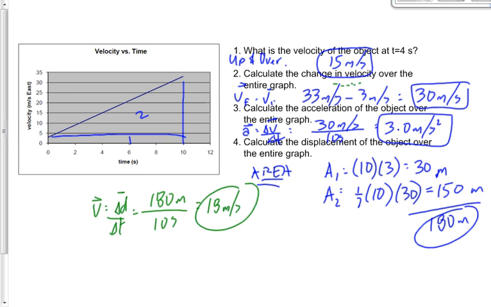We weren't asked that, but we could be asked that at some point. Average velocity, doesn't matter what graph you have, is displacement over time. It's just a matter of how you find displacement.